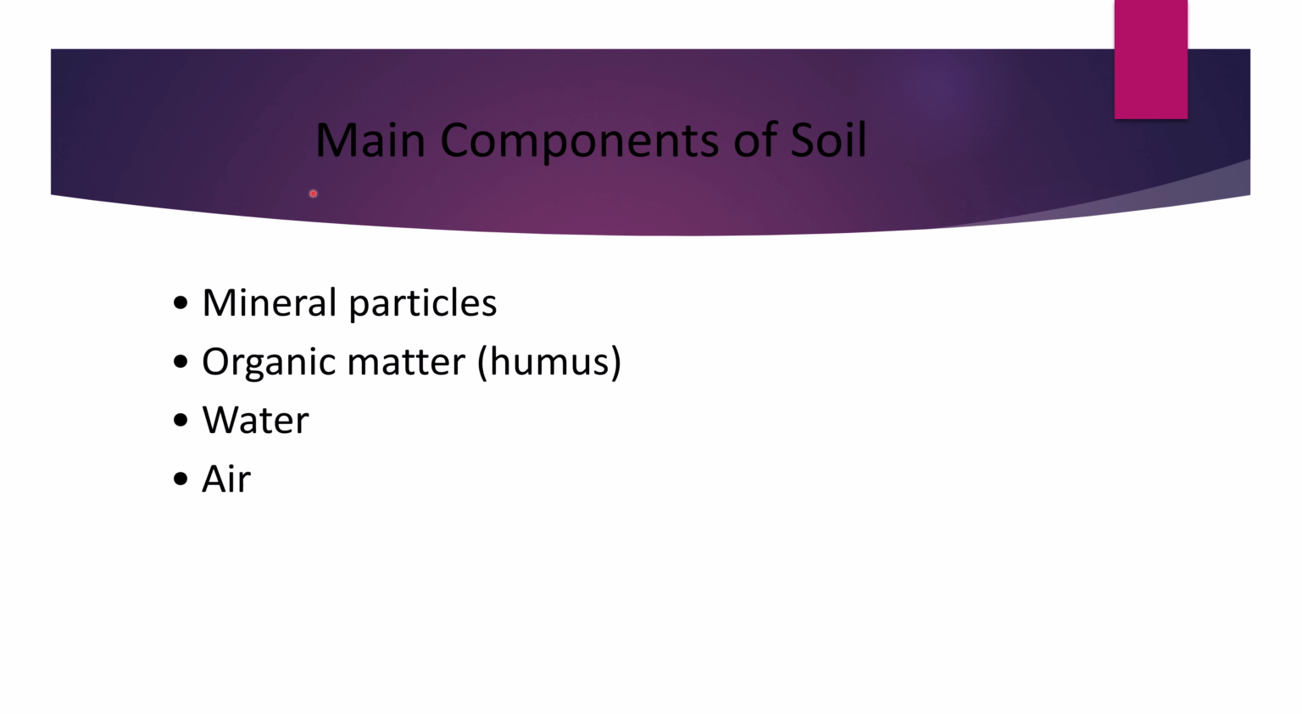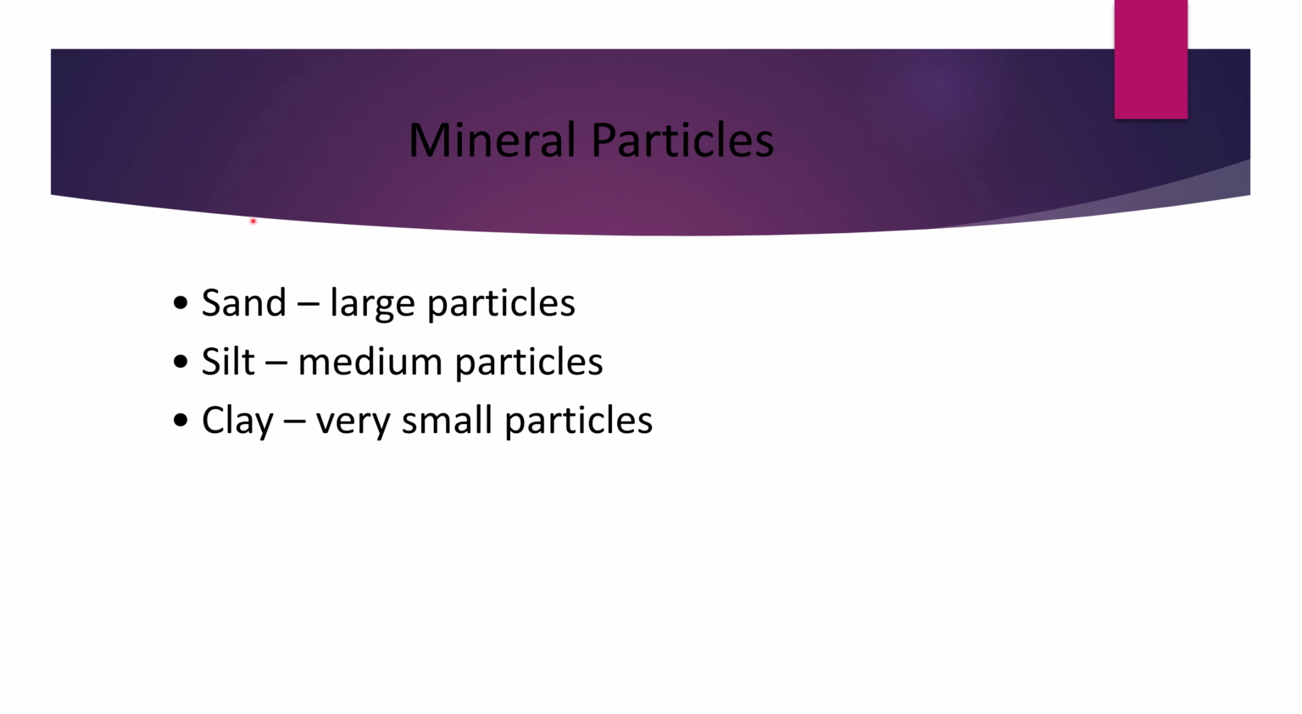Here are the main components of soil as we have discussed: mineral particles, organic matter, humus, water, and air. These are the four main components of soil. Now let's discuss mineral particles. Mineral particles are sand, which are large particles, silt, which are medium particles, and clay, very small particles. Let's discuss each mineral particle one by one.